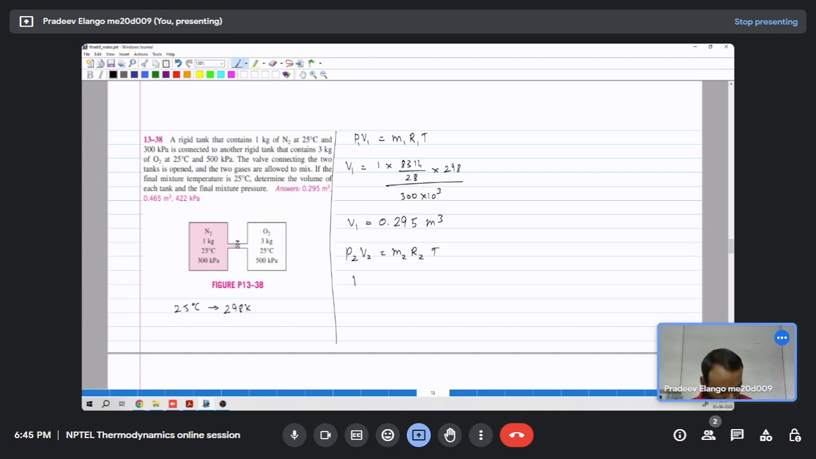Similarly, P2V2 is equal to M2R2T. So V2 is M2, 3 kg, into R2 of 8314 by 32, into temperature T, again 298 Kelvin, and P2 is 500 kilopascal, so that is 500 into 10 power 3. Can calculate the volume V2. So this is 0.464 meter cube.